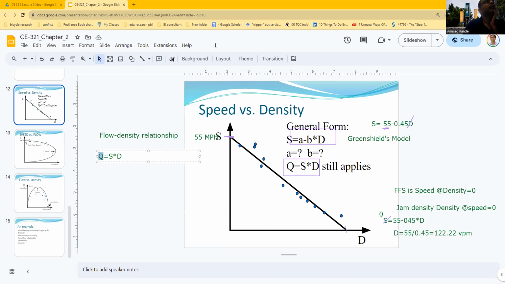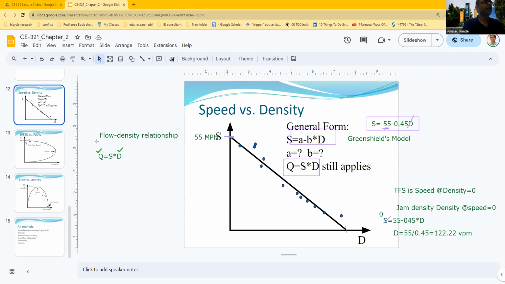So I'm going to say, okay, I want the Q and I want the density. I don't want the speed. This is my flow, speed, and density relationship. In this relationship, I don't want the speed. I only want flow and density. I need to just substitute speed with something with density. But remember, I have that directly here. I have my full relationship: S is equal to 55 minus 0.45 D. That relates speed and density.